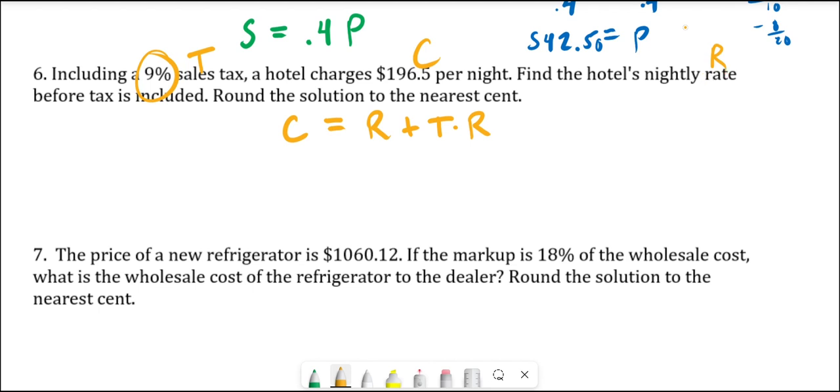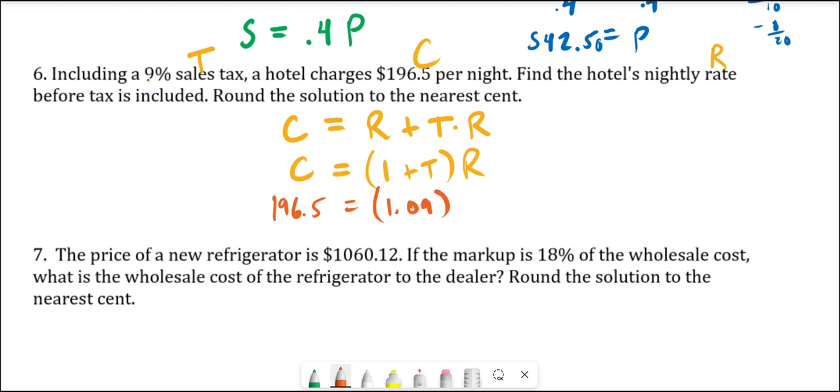And as such, when you're doing these sort of tax problems, combining like terms, we're going to have 1 plus that tax rate up front. Let's plug in the numbers that they actually gave us here, right? They told us that this was $196.5, and this was equal to a 9% tax rate. All right, well, that's going to give us 1.09 here, because 9% is equal to 0.09 as a decimal, times the original R, the rate per night.